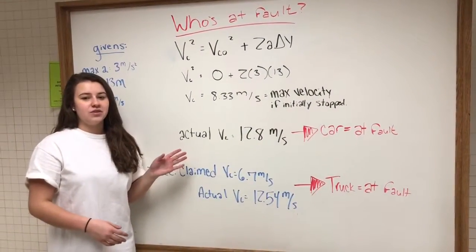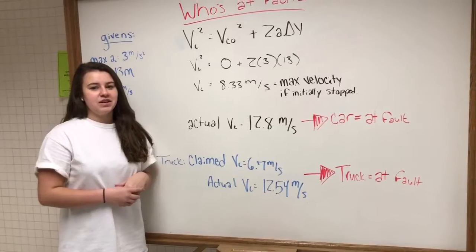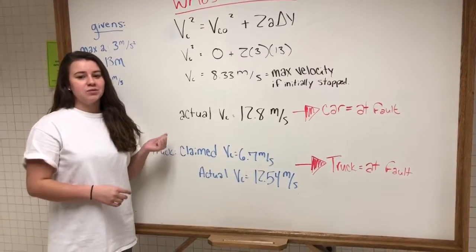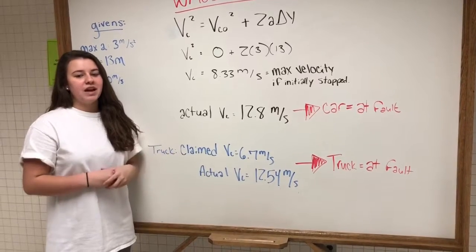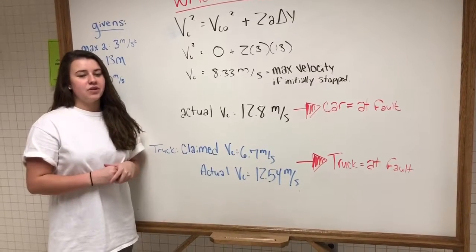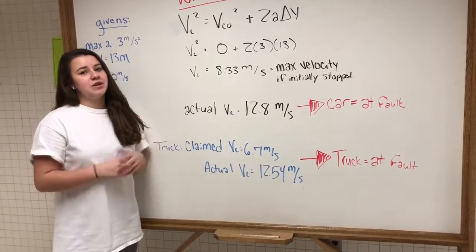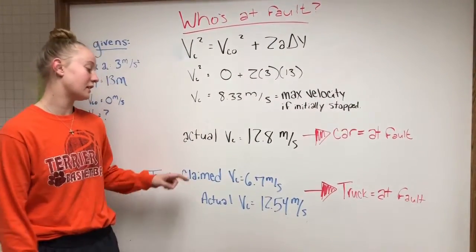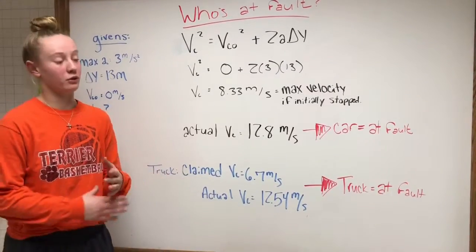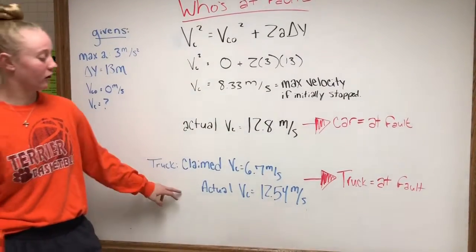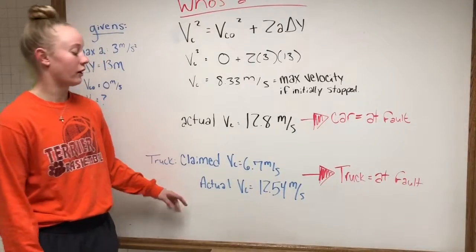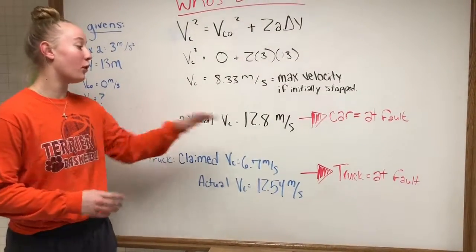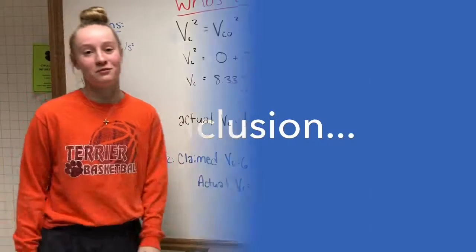We know that the driver of the car is lying based on this calculation because we found that the car's actual velocity just before the collision was 12.8 meters per second. Therefore, the car is at fault because he lied about stopping at the light. We also know that the truck is at fault because he claimed to be going 6.7 meters per second through the light. In reality, with what we calculated, his actual velocity when he was going through the light was 12.54 meters per second. Therefore, the truck is at fault, so they're both at fault and they both caused the accident.